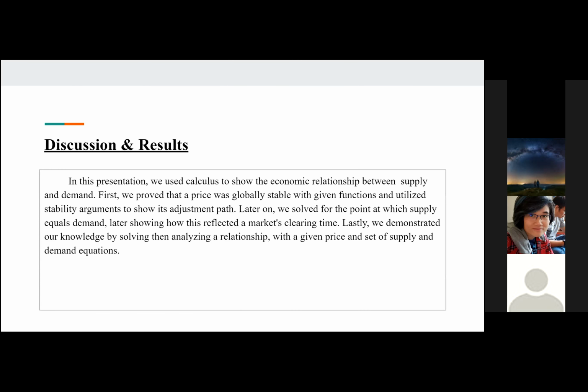Next slide, please. Conclusion: we use calculus to show the economic relationship between supply and demand. We proved that the price was globally stable with a function and utilized a stability argument to show its adjustment path. We also solved for the point at which supply equals demand, showing how this reflects a market clearing time. Lastly, we demonstrated our knowledge by solving and analyzing the relationship with a given price and a set of supply and demand equations.